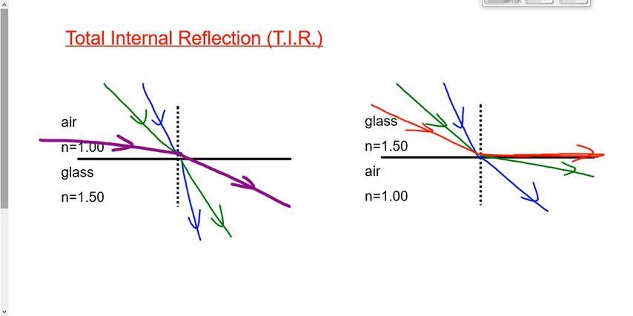This angle right here between the normal line and this red ray at which total internal reflection begins to occur is what we call the critical angle. If the angle of incidence is below that critical angle, then refraction takes place as normal. But if the angle of incidence is bigger than that critical angle, then refraction doesn't take place, reflection takes place.